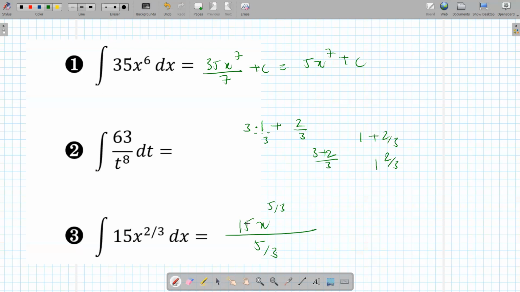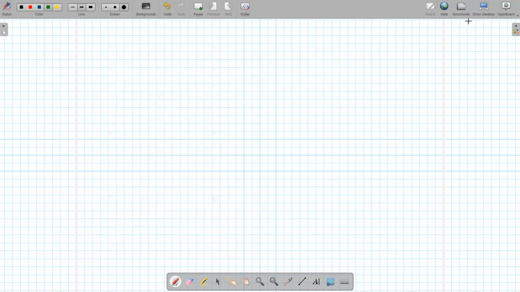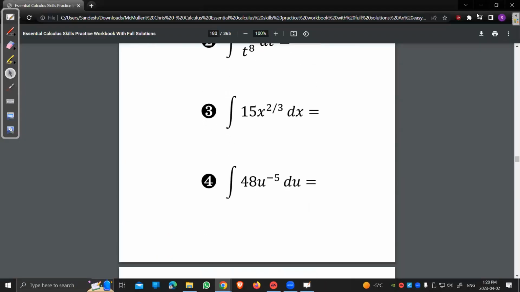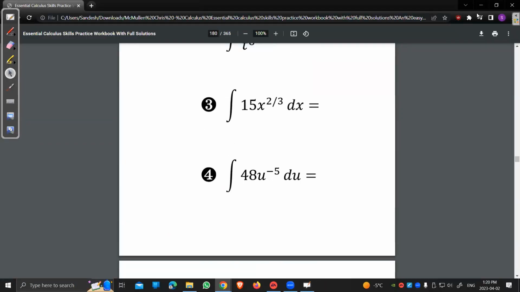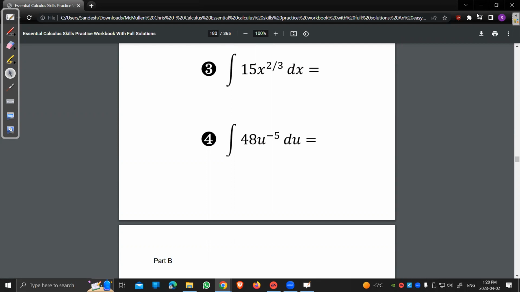Where does the 3 go? To the top level or the second level? The top level. Yeah, the top level. So there's a 3 here, and 5 goes into 15 3 times. So the final answer will be 9x^(5/3) plus c, and you're done. Cool? Easy peasy. There's this last one again. It's going to be 48u^(-4) over negative 4. So that will be negative 12u^(-4) plus c. That's it.